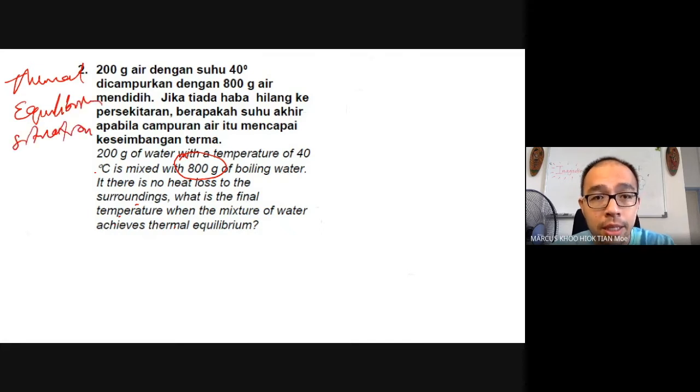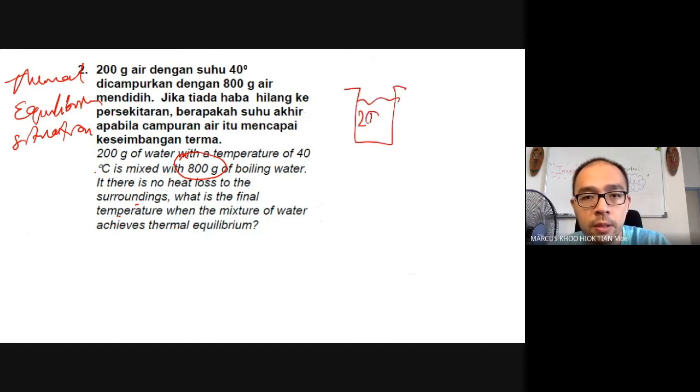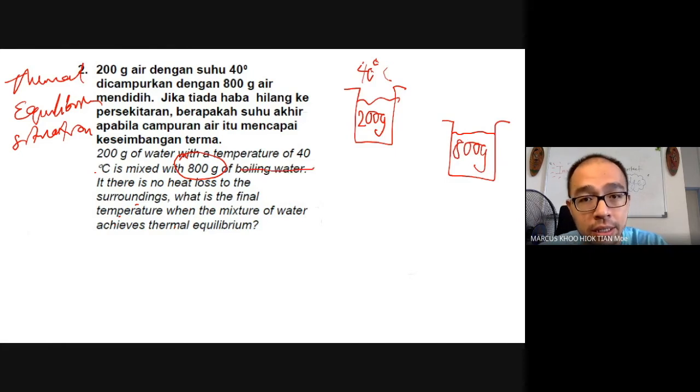Now, in a thermal equilibrium situation, we need to think about this. Originally, we have 200 grams of water at 40 degrees Celsius. It's going to be mixed with 800 grams of boiling water. Boiling water is at what? It's going to be 100 degrees Celsius. So this is going to be put inside here.